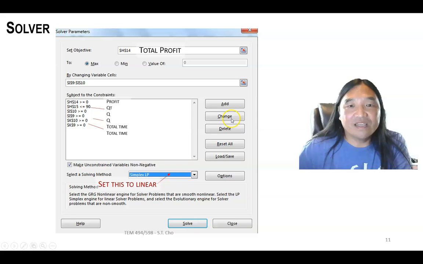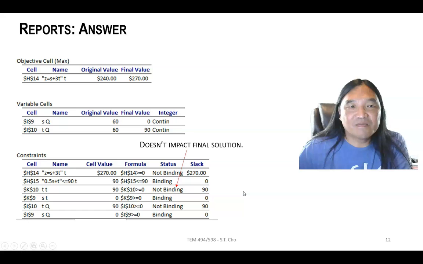I want to add a line. I want to change a line. I want to delete a line. And I want to use a linear model for this. And then I hit solve, and it figures out what numbers I actually need. When I get an answer, it tells me the original value and what the final value is. So you put in dummy values, and it turns out that I should spend all 90 days making tiles.